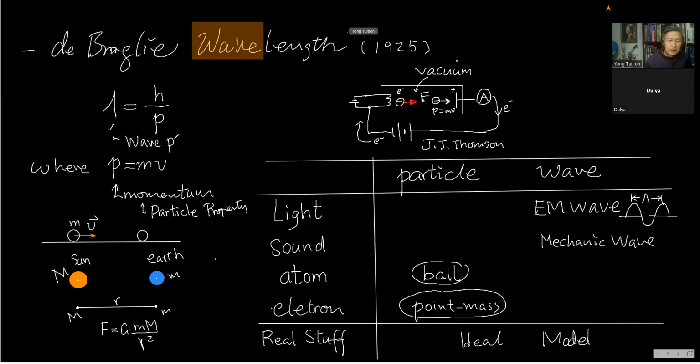So why do we use it? Why do we mix them up? Do you know why? Why, in the one formula, do we mix the wave property and the particle property?